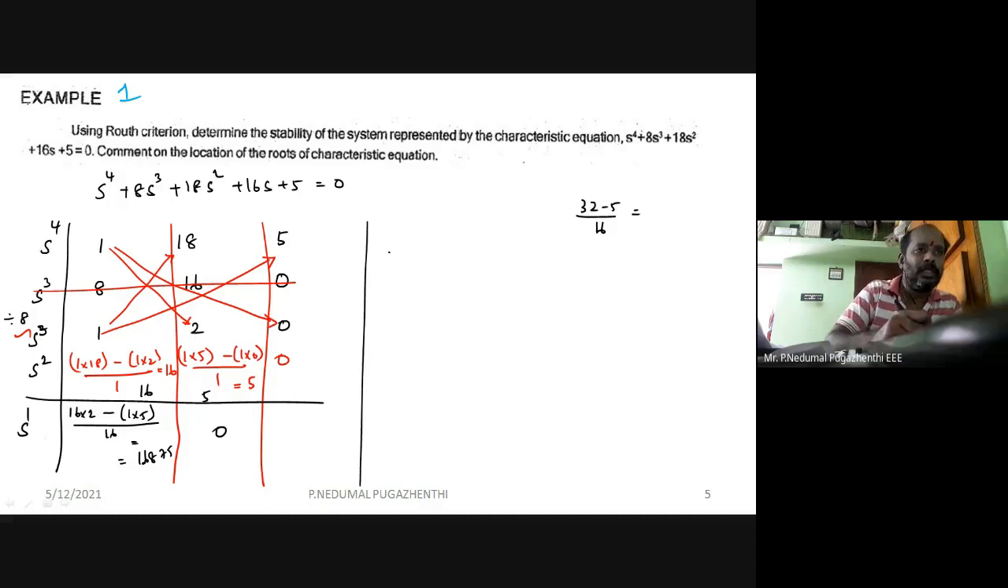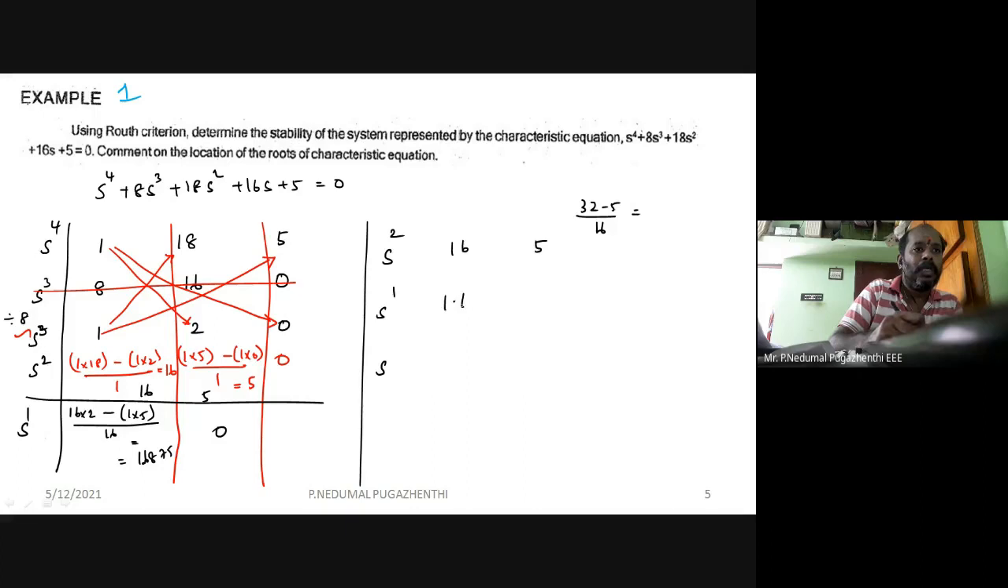What is my last row? S. Okay, so I will write this one. I will take s squared, I will take s power 1, then I will put s. For s squared, I am having 16, 5. For s power 1, I am having 1.6875 and 0.